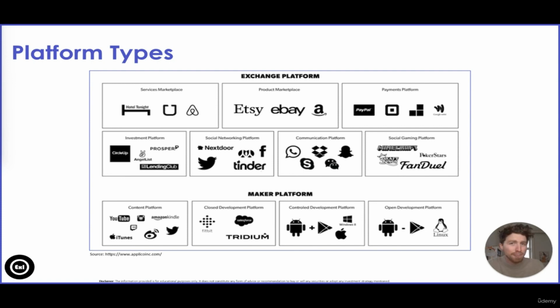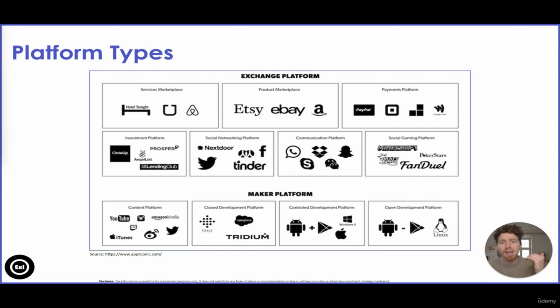But when we look at maker platforms, let's take the example of YouTube. On YouTube, you have a creator who's very good in a certain niche or category, and he creates content in this niche. Once he uploads this video, in theory, millions or even billions of people could watch this content. So in theory, there's an infinite number of people who can consume it. And this is a very important distinction we have to make between exchange platforms and maker platforms.